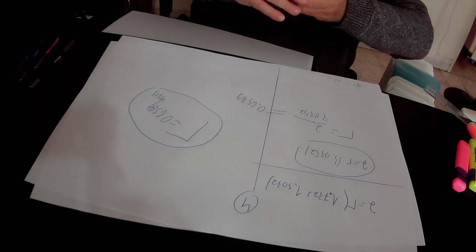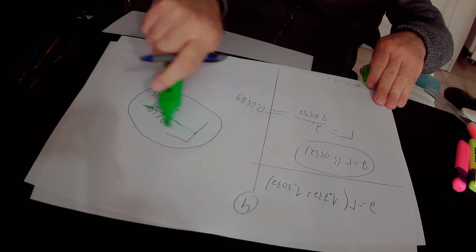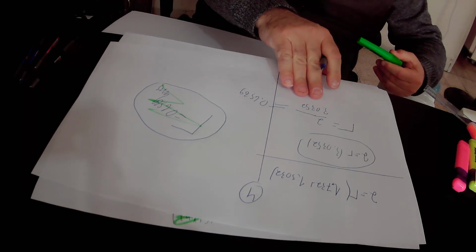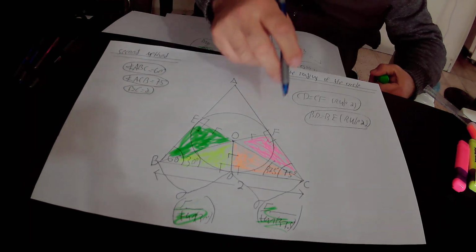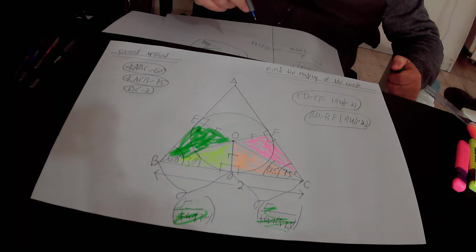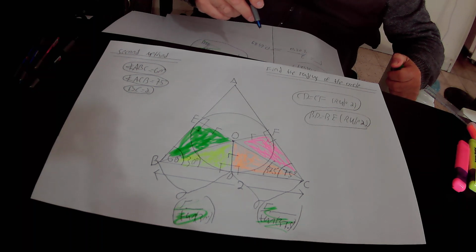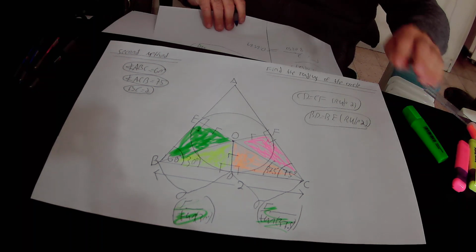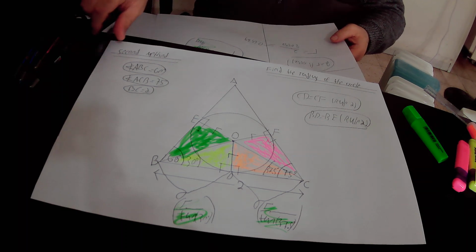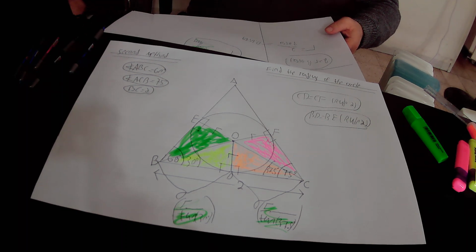Repeat again. In both methods, we found out that the radius R of the circle equals 0.6589 units. Okay. In the next step, I will summarize the lecture. We'll start in the first method, of course.